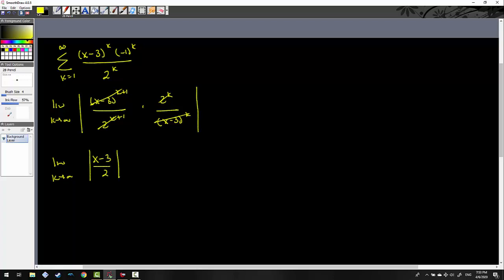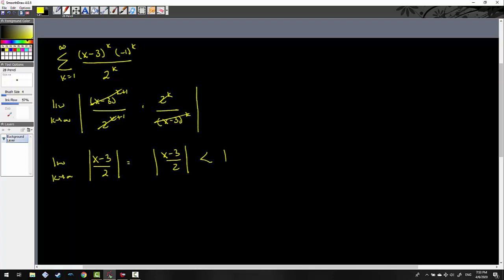Now, if I take the limit as k goes to infinity of this expression, well, there's no k in sight. So actually, it's almost like taking the limit of a constant. So that's what it results in. If I take the limit of a constant, I get a constant. And then I'll go and compare it to 1.